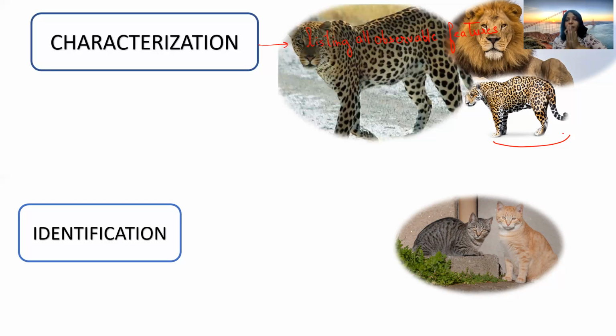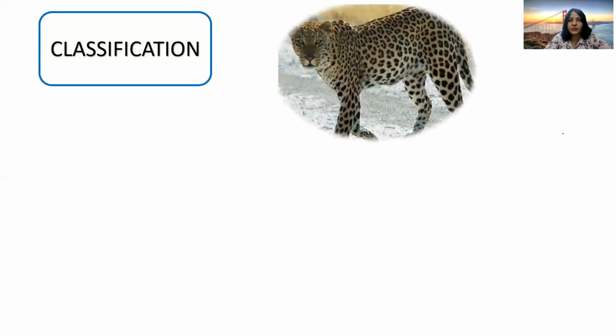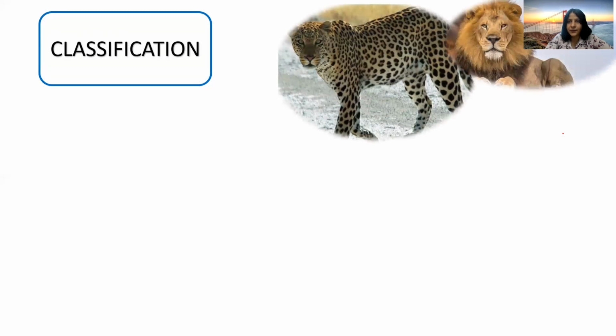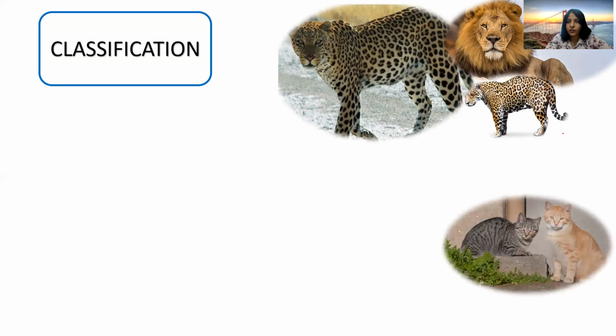So what we are doing here is checking the similarities and the dissimilarities. Once we have seen these are the similarities, these are the dissimilarities, we are going to put them in brackets, in different convenient categories. So let's come again. This is the organism and it is similar to the lion and the jaguar, but it is dissimilar to the cat.